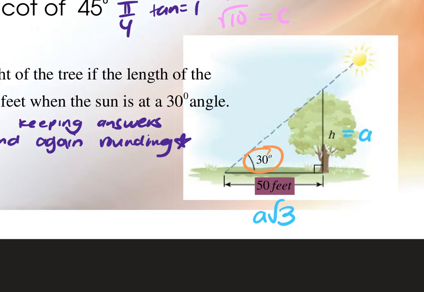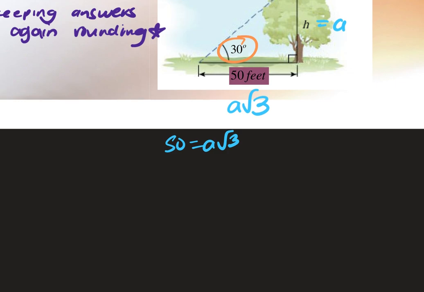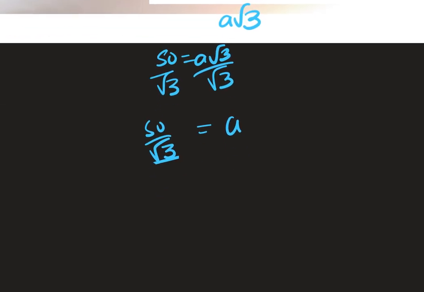So if 50 equals A root 3, I'm going to divide both sides by the square root of 3. A equals 50 over root 3, and then we're going to rationalize it. It'd be 50 root 3 over 3. That's the height of your tree if kept exact, and it would be in feet.